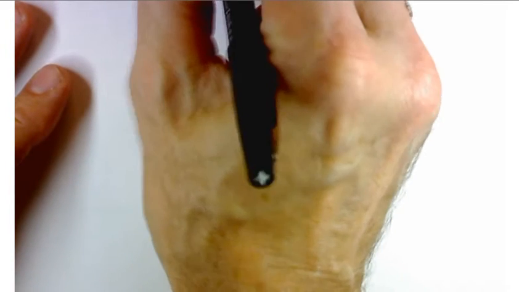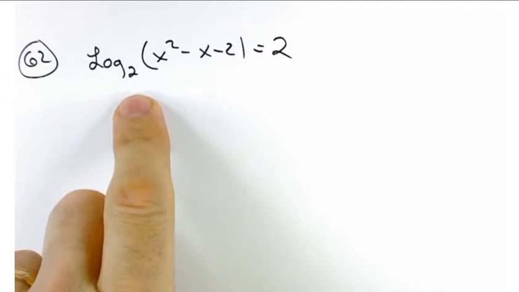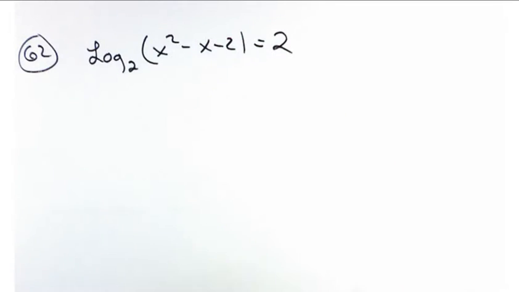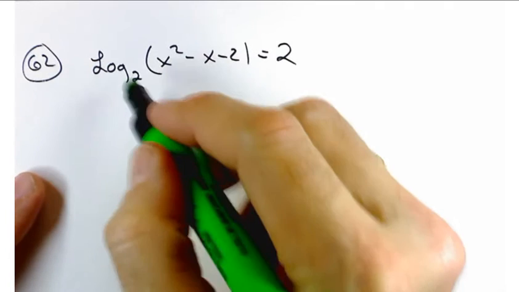Log base 2 of x squared minus x minus 2 equals 2. Well, it's kind of the same thing as our previous one, and that is we don't have the log on both sides. That 2 is not part of a logarithmic term. So in that case, what I'd suggest is what we did in the last one.